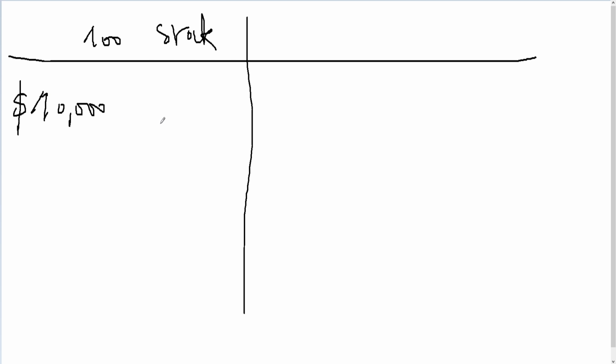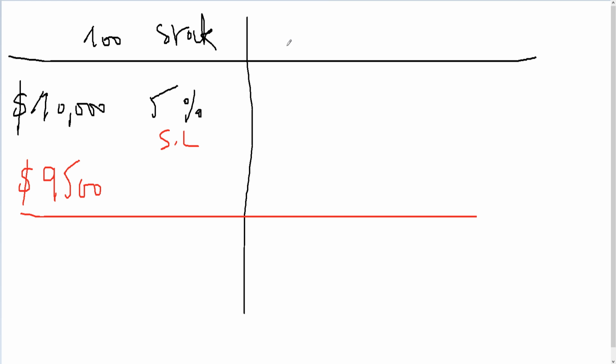Now let's say on that $10,000 you put a 5% stop loss, just to make it clear. So let's say the stock goes down and you are stopped out. You lose $500, so your money will be $9,500. Just an example.